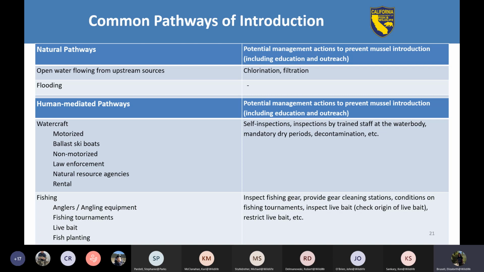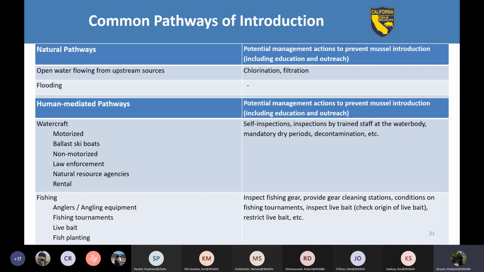Another possible pathway is fishing, and this can include anglers and their equipment, fishing tournaments, especially if you have people coming in from a large area for a tournament. Live bait is also a potential source of mussels. And finally, is there fish planting? Where is that coming from? And what kind of procedures are the people doing the fish planting using to make sure that mussels or other aquatic invasive species couldn't be brought in?